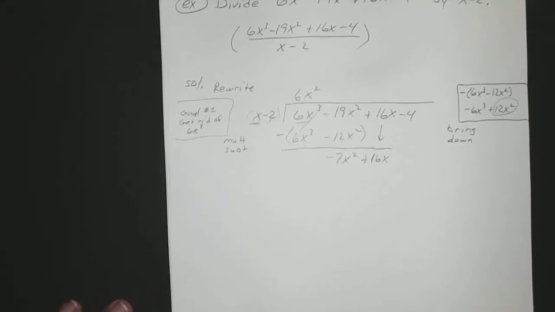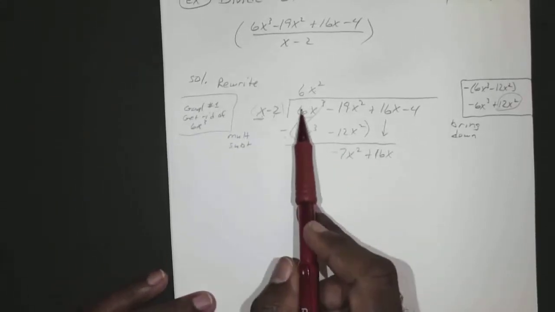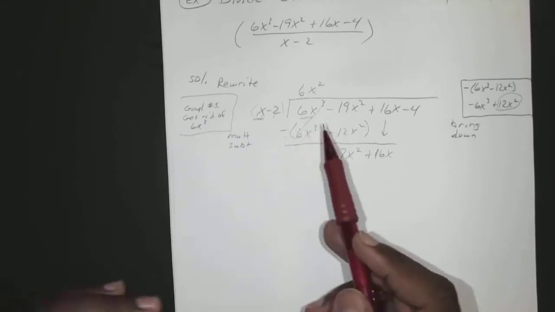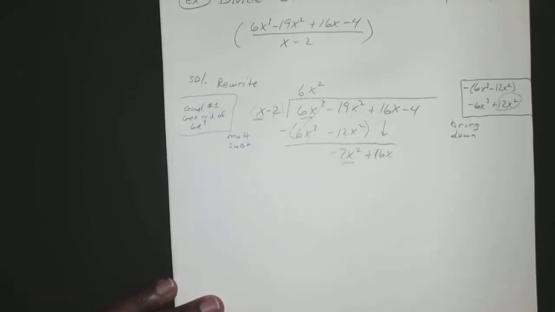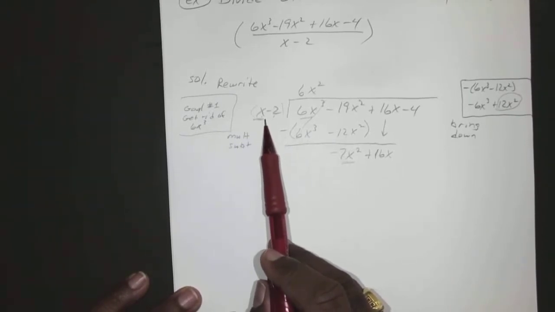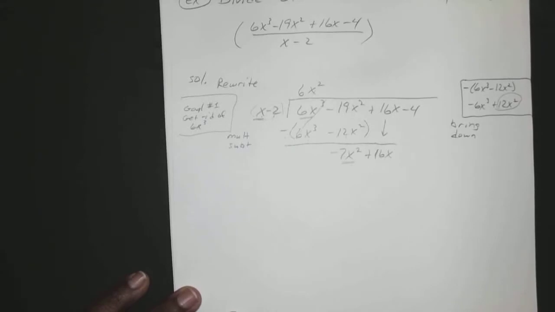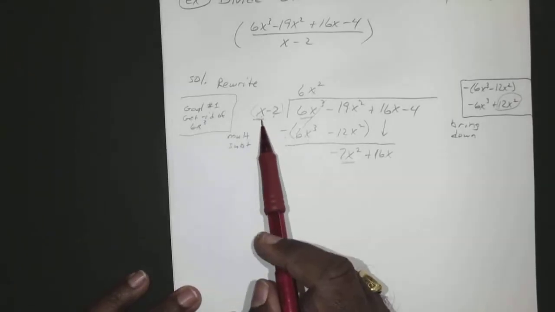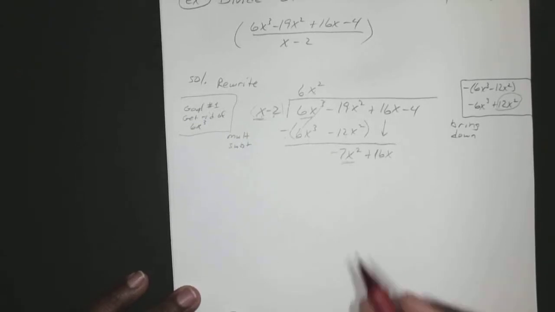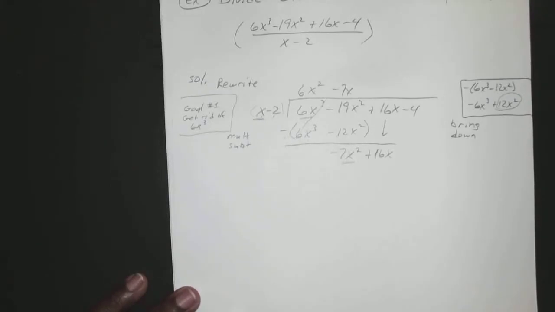Okay, any questions on this so far? All right. Okay, so now you do the same thing, where before you wanted to get rid of the 6x to the third. Now you want to get rid of that negative 7x squared. So you want to find some value to multiply by x to give you negative 7x squared. Okay, so if you multiply negative 7x times x, that will give you negative 7x squared. So in this case, you put your negative 7x right up there.